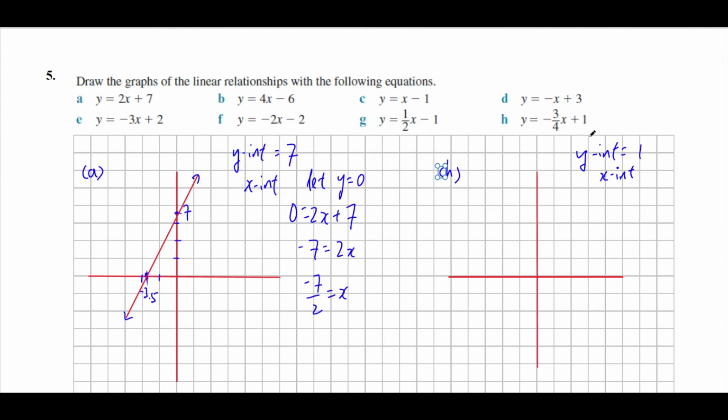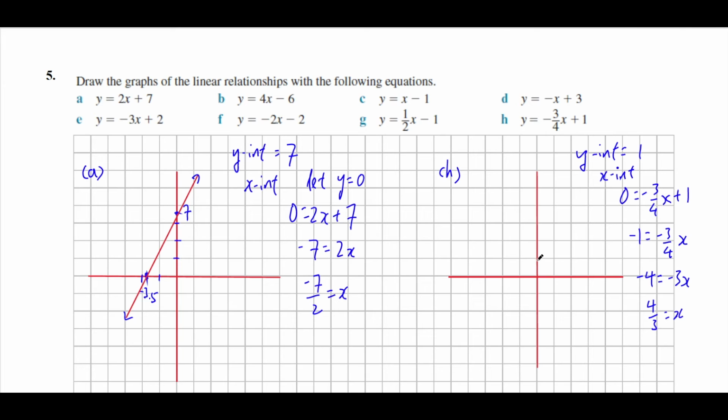So let y equal to 0. So then you have 0 equals to minus 3 on 4x plus 1. Take away 1 from both sides. Minus 1 equals to minus 3 on 4x. Times both sides by 4. Minus 4 is equal to minus 3x. And then x is equal to what? You can divide both sides by a minus 3. So you get 4 over 3 equals to x, right?